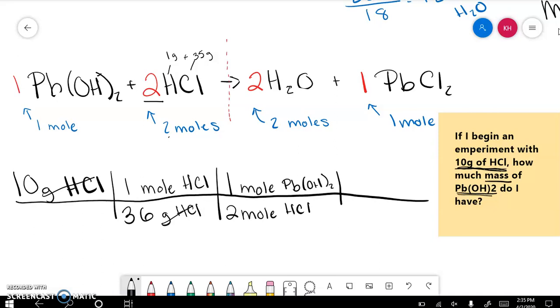And it wants to know the mass of PbOH2. So I can then go back. I've got 1 mole. I need to find the molar mass. I know that Pb has a mass of 207. Oxygen has a mass of 16 times 2, which we know is 32. Hydrogen has a mass of 1, and I've got 2 of them. And that gives me 2. So then if I add 207 plus 32 plus 2, I get a grand total of 241 grams.